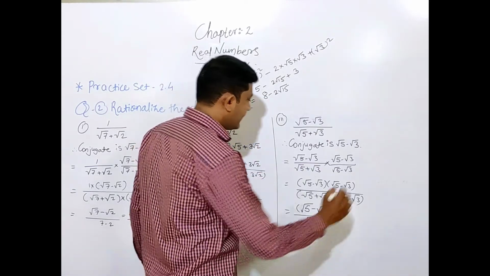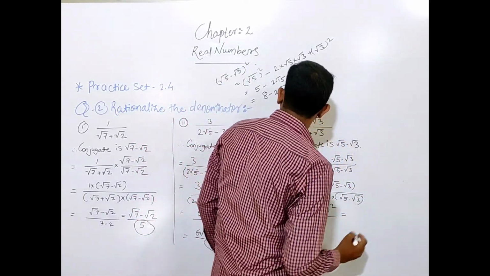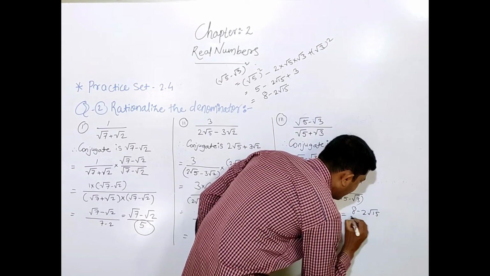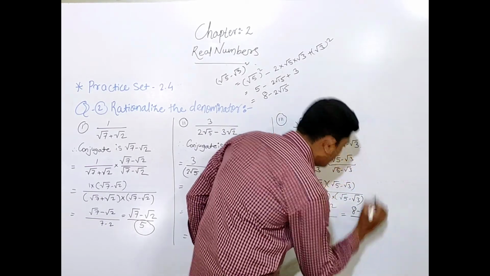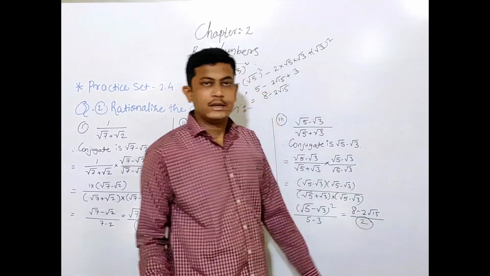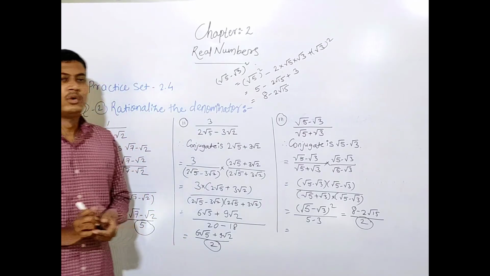So at the numerator we get 8 minus 2 root of 15 upon 2. Again at the denominator we get 2, which is a rational term. In this way we have solved the practice set.